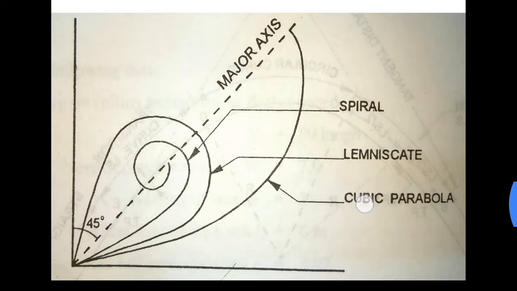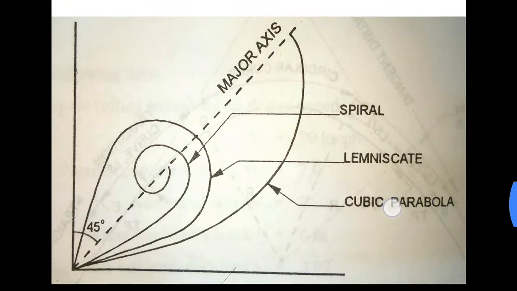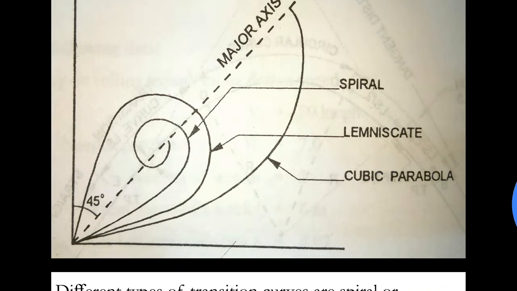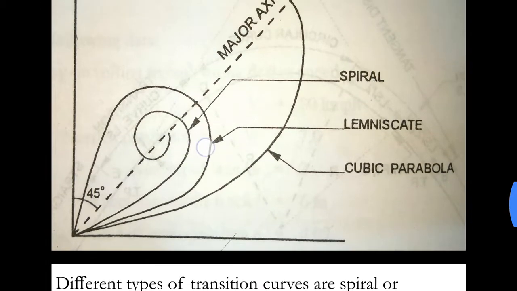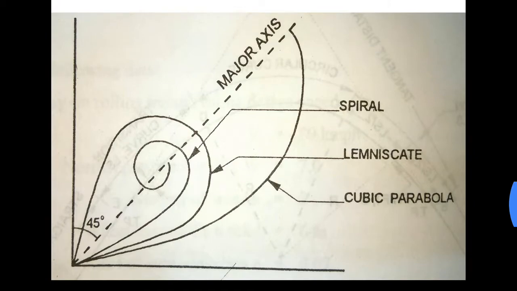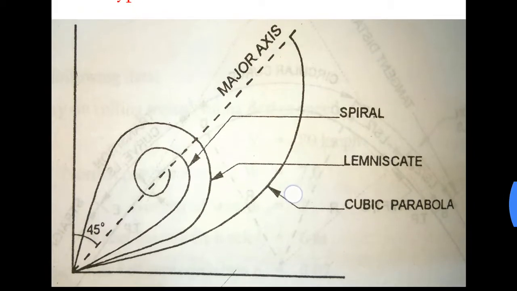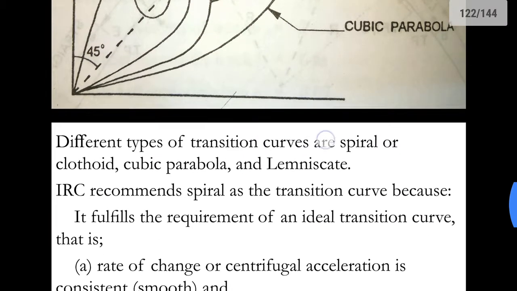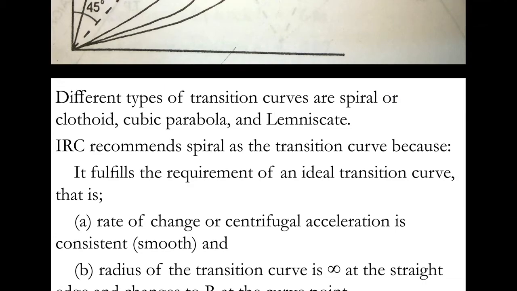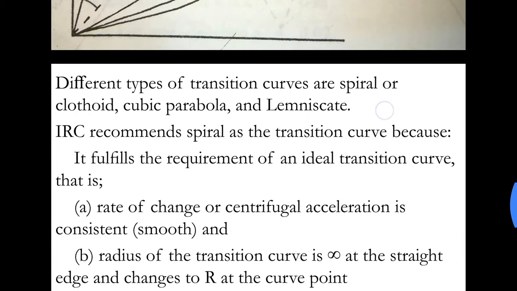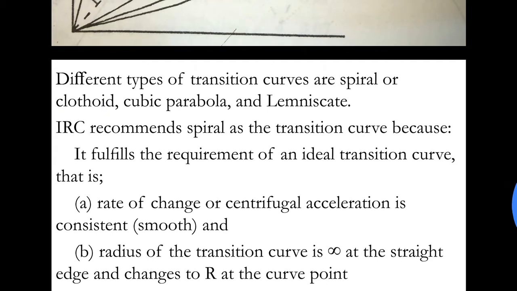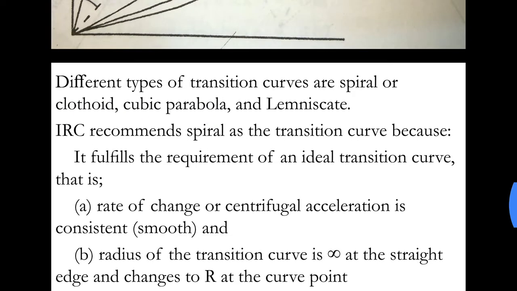Now there are types of transition curves. There are mainly three types of transition curves. The first one is spiral, the second is lemniscate, and the third one is cubic parabola. Spiral is also known as clothoid.